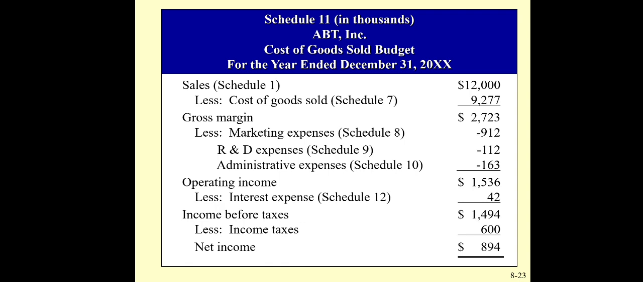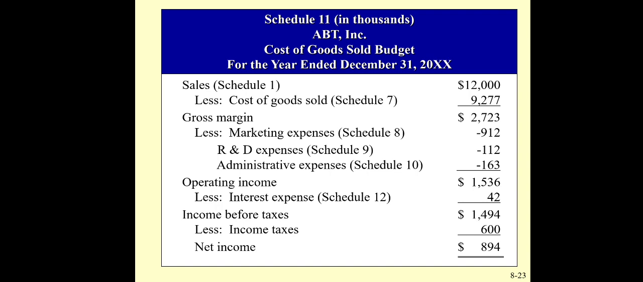Okay, the next thing in the master budget is to prepare the cost of goods sold budget. Cost of goods sold budget, see, remember the calculation for cost of goods sold? Cost of goods sold is like this.